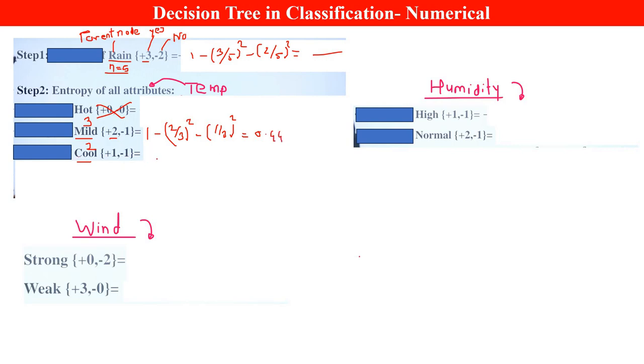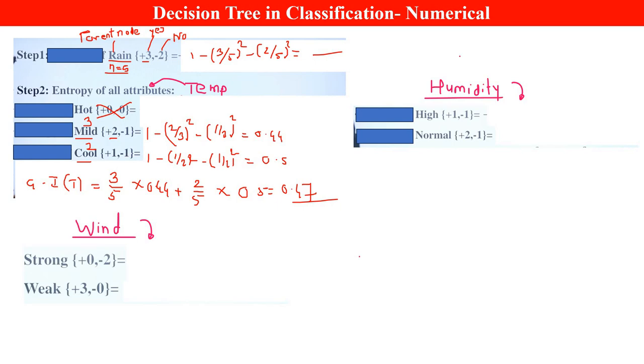Then cool is coming 2 times, 1 yes and 1 no. So this is 1 minus (1 by 2) square minus (1 by 2) square. So this comes out to be how much? This is 0.5. What will be the GI for the temperature? So here 3 by 5 multiplied by 0.44 plus cool, it is 2 times out of 5 multiplied by its Gini index. So this comes out to be 0.47.